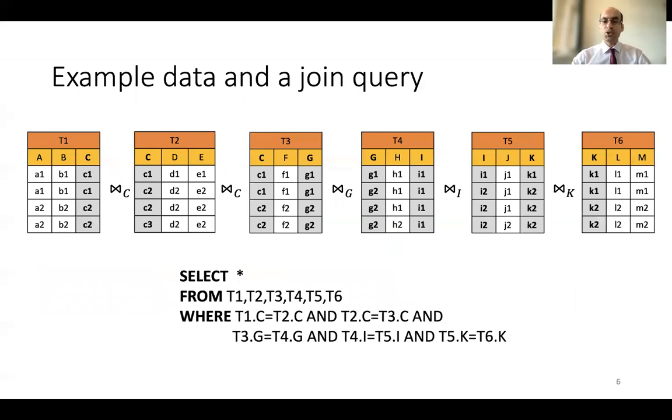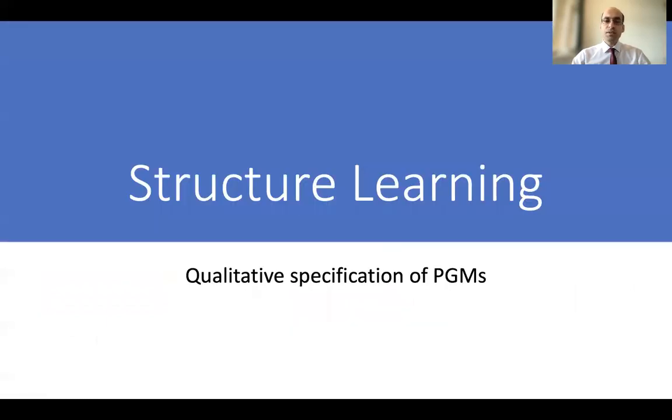This is an example that shows the full process of join sampling. Imagine we have 6 tables with some shared attributes, and this is the join query. We need to learn the structure of the PGM, which includes qualitative and quantitative components. In learning the qualitative component of the PGM, we just find the names of the nodes and the edges between the nodes. But in the quantitative component, we learn the actual dependency between the variables.